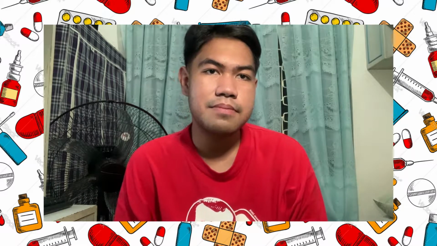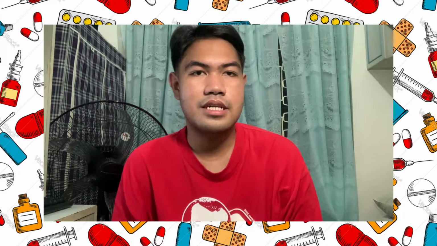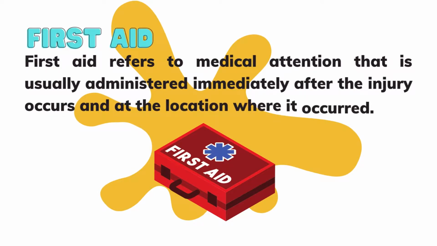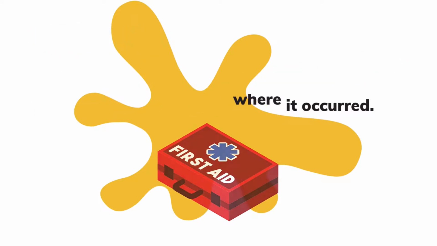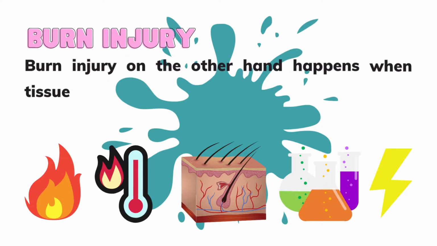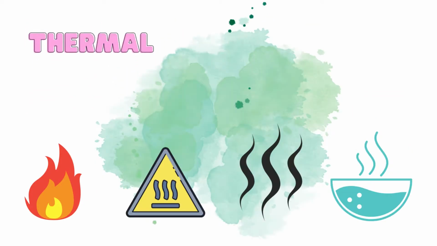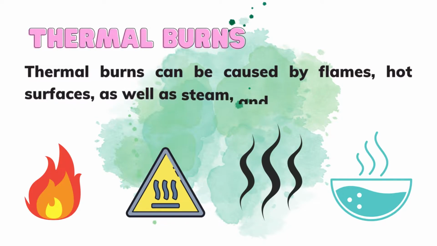But first, let me define first aid and burn injury. First aid refers to medical attention that is usually administered immediately after the injury occurs and at the location where it occurred. Burn injury, on the other hand, happens when tissue is damaged from contact with flames, heat, chemicals, electricity, and other causes. Now, let's discuss the causes of thermal burns.